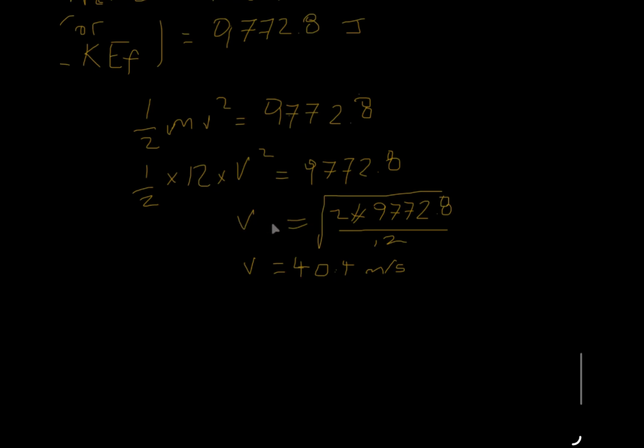So v would be equal to the square root of 2 times 9,772.8 divided by 12, or it would just be 9,772.8 divided by 6 either way, and the square root of that gives you 40.4 meters per second. So the final speed is 40.4 meters per second.